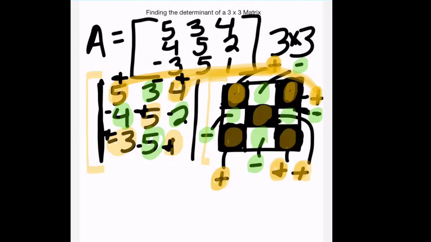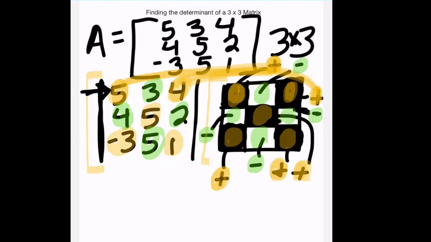I'm going to erase these annotations since it might be a little difficult to comprehend. Okay, so you have this matrix. First, we are going to look at the first 3 numbers in the first row. We're going to look at 5, 3, and 4, right over here in this row.